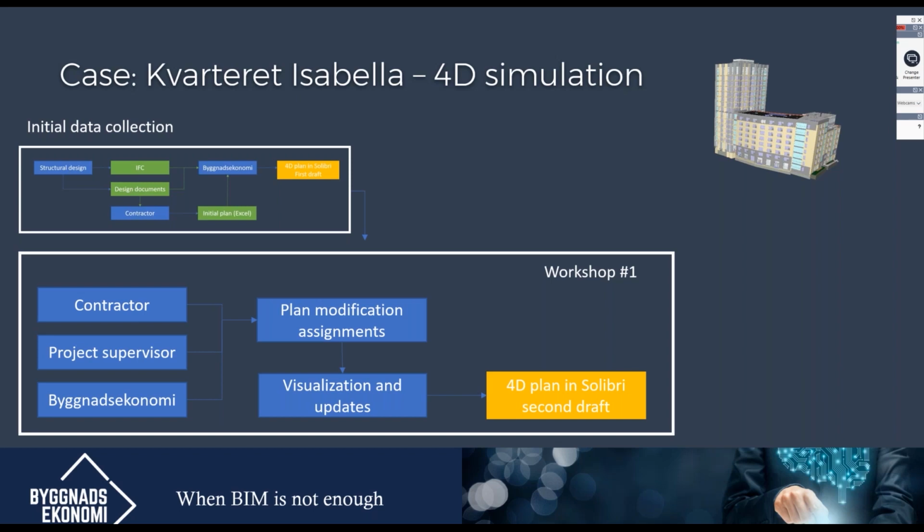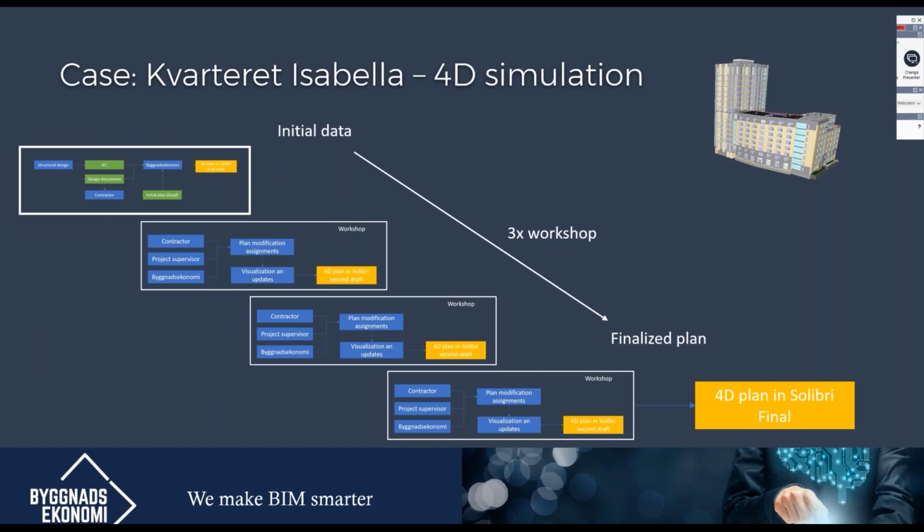In between the workshops, we created a second draft of the plan. In this way, we needed about three workshops before we came to the point that we could call our 4D plan final, in the way that it was fully reviewed, and the contractor and the project supervisor were happy with it.